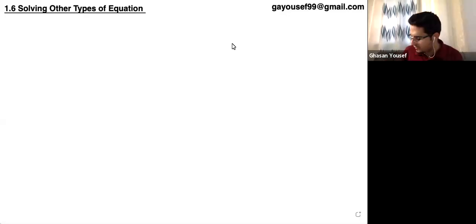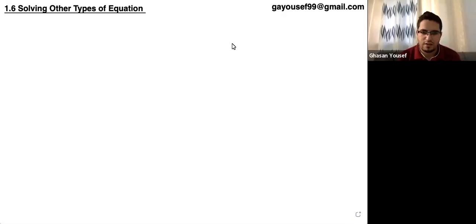Hello, good morning, everyone. Last time we started to talk about 1.6, solving other types of equations. I started by giving a polynomial equation of degree higher than 2, like x to the power 5 or x to the power 6, for example. And I gave an example of how we can solve an equation of a polynomial raised to a power more than 2. And I also gave an example for a fractional expression.